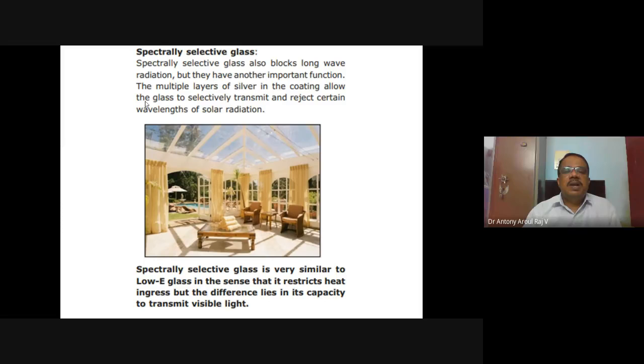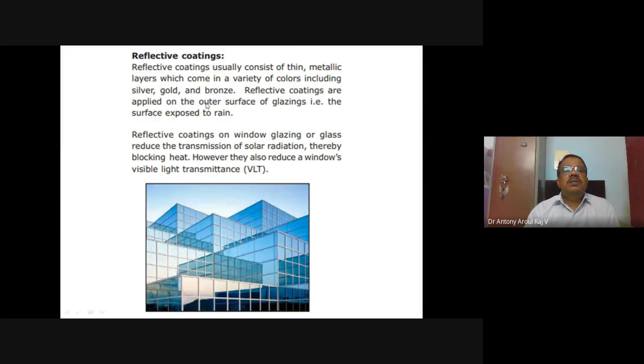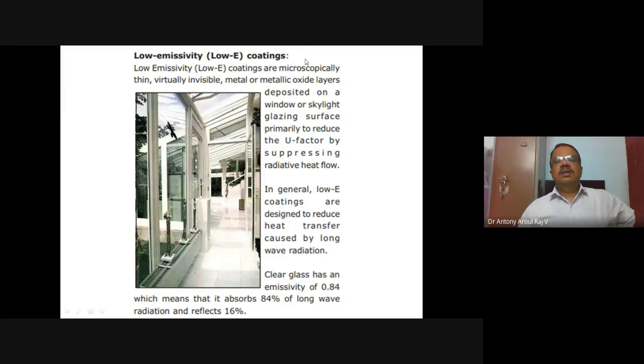So this is possible. And reflective coatings: this is very much known to everyone, because in our India also most of the buildings are like this only. Here we have metallic layers. We coat metallic layers like silver, gold, and bronze. These reflective coatings are applied on the surface of the glazings. Because of it, it will improve the reflectivity and reduce the transmissivity. This will also affect the visible light transmittance, which is a very important parameter for the glass.